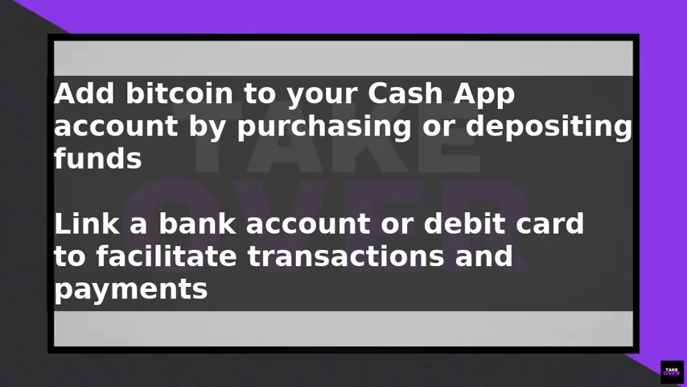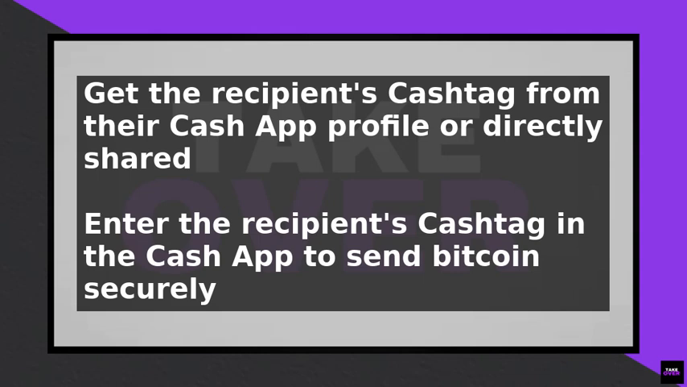Once you have the recipient's cashtag, open the Cash App on your device and navigate to the Bitcoin section of the app. Select the option to send Bitcoin and enter the amount you wish to send. You will then be prompted to enter the recipient's cashtag. After confirming the transaction details, including the amount and the recipient's information, you can complete the transaction.